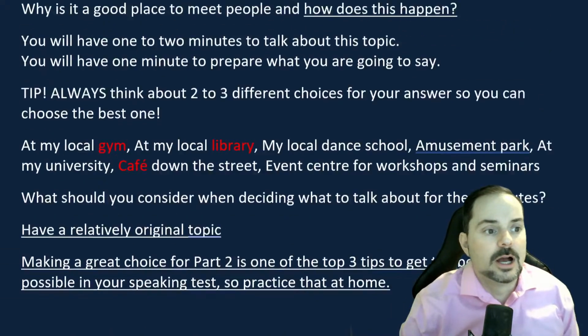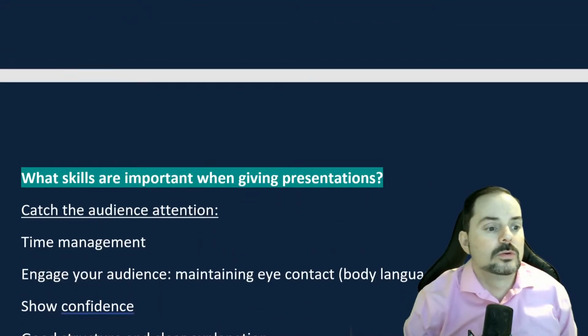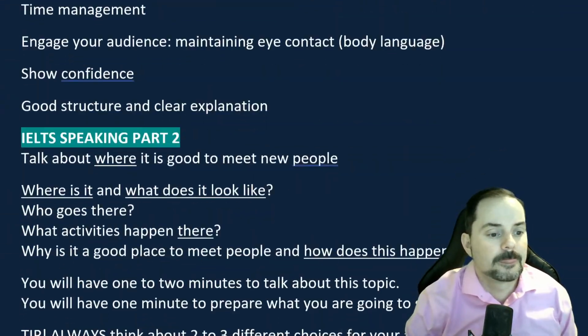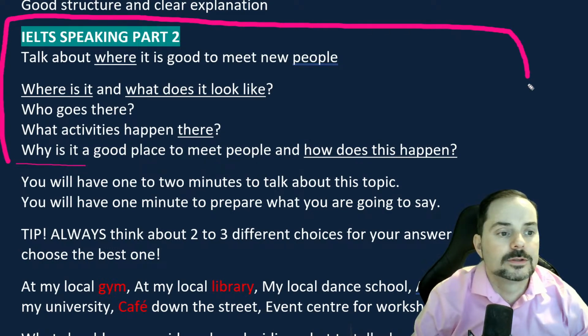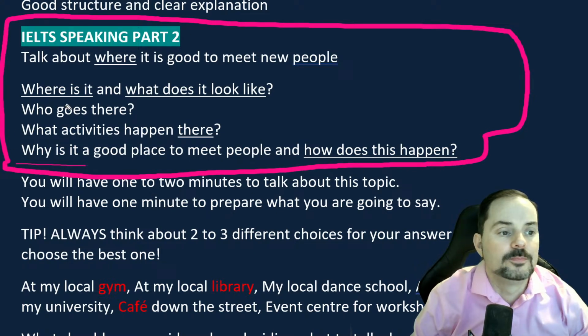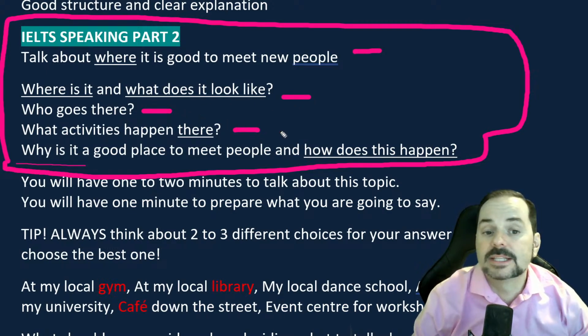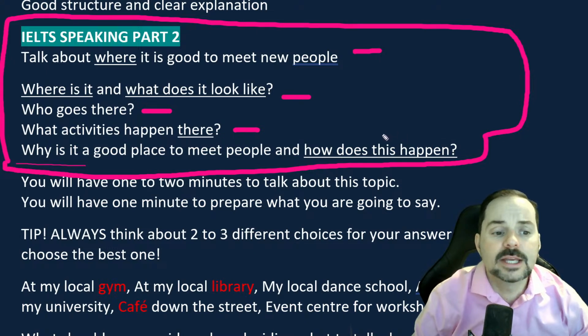All right, let's take a look here. So again, here's the cue card. Talk about where it is good to meet new people. Where is it? What does it look like? Who goes there? What activities happen there? Why is it a good place to meet people, and how does this happen?